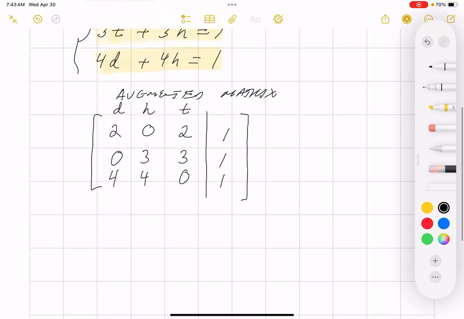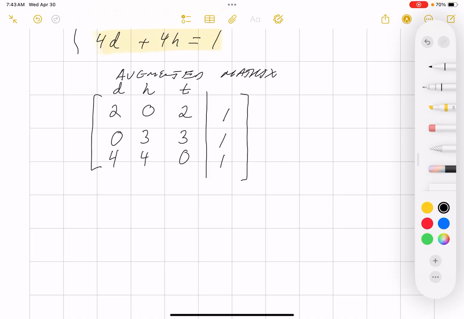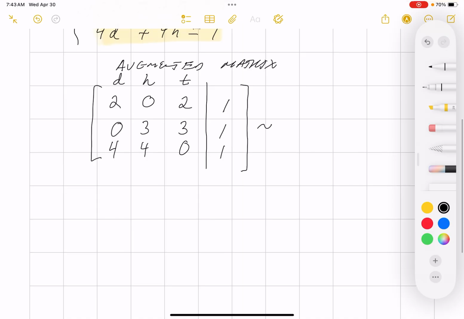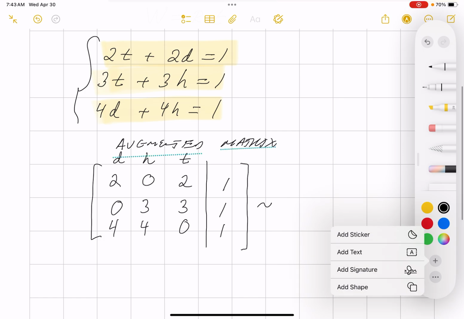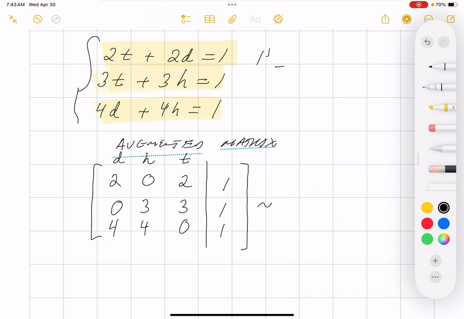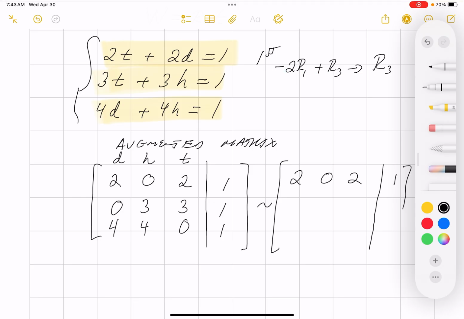Then what we're going to do is carry out operations again to reach reduced row echelon form. Let's just do one thing at a time. I'll write down the steps I'm going to take. The first thing I'm going to do is minus 2 row 1 plus row 3, and give it to row 3. Row 1 is 2, 0, 2, 1, and row 3 is 0, 3, 3, 1. Well, let's see. Minus 2 times 2 is minus 4, and minus 4 plus 4 is 0.